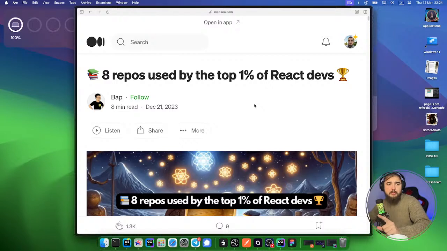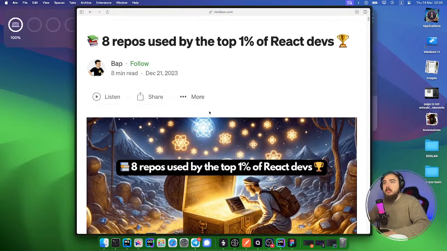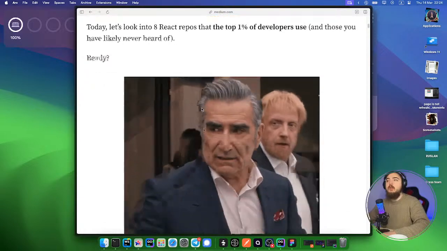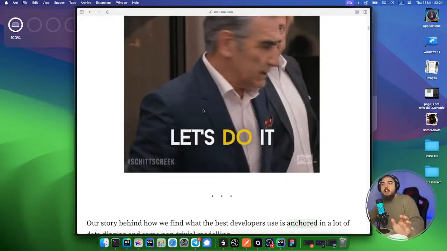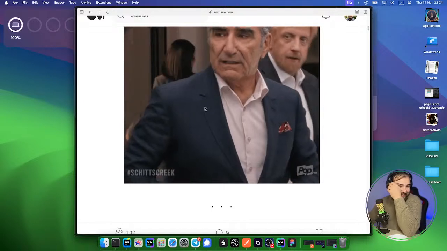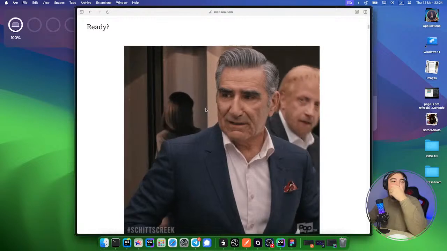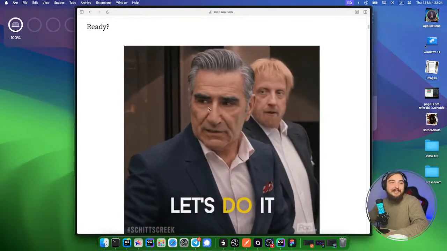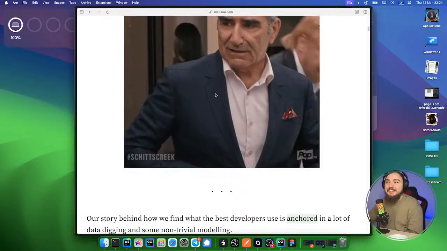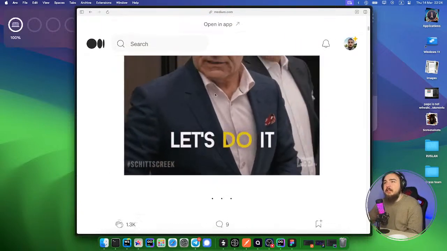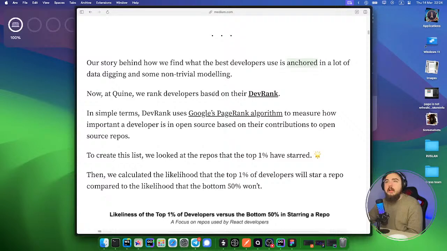"8 repos used by top 1% of React developers." Oh my god, it's like a clickbait title. Let's check it out. Hi there. Oh, images. A lot of GIFs. Oh my god, I don't like this kind of article. If I want to see a GIF, I can go and see it. But okay, maybe it's funny. Let's do it.